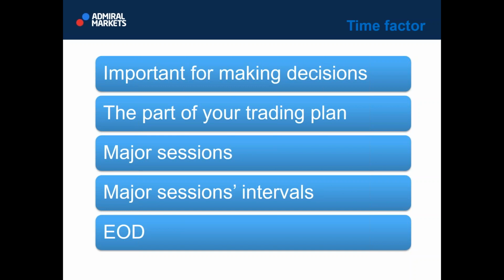Okay, so don't underestimate the power of time factor. It should be incorporated into your trading plan. So as with your system, as with your risk, as with your money management, time factor should have a very important part of your trading, guys. Okay, so it's always better to close the trade when you notice something big is going to happen than leaving the trade going on. So it's very important for making decisions.